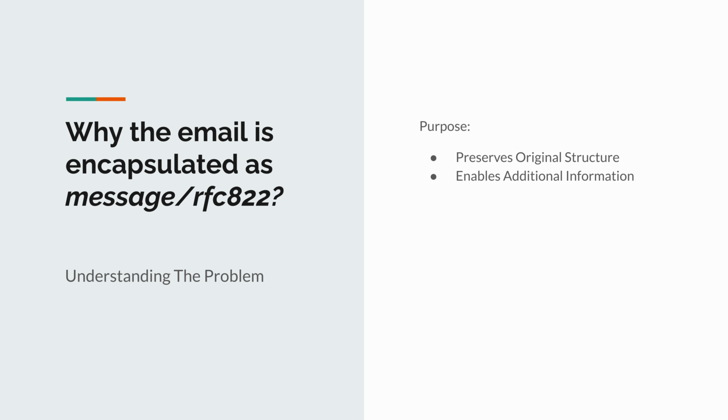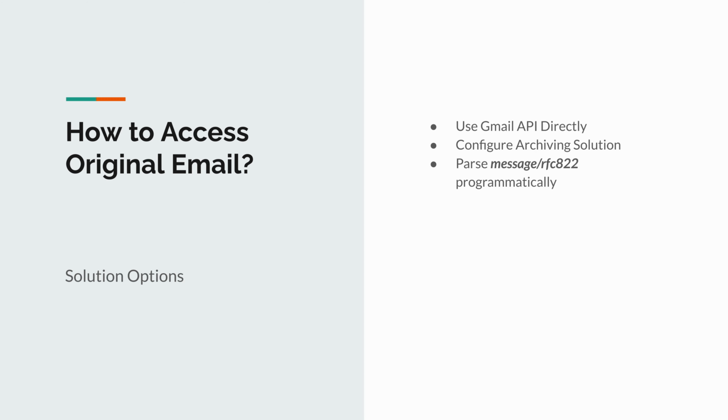Now that we understand why this happens, let's explore how to solve the problem. To access the original email, you essentially have three options. Option 1 is to use the Gmail API directly. So if you need more control over the archiving process, consider using the Gmail API. It allows you to retrieve emails in various formats, including the raw MIME format, bypassing encapsulation.